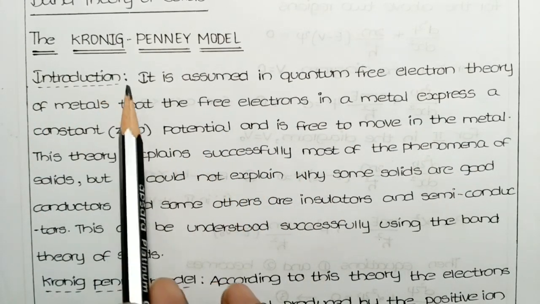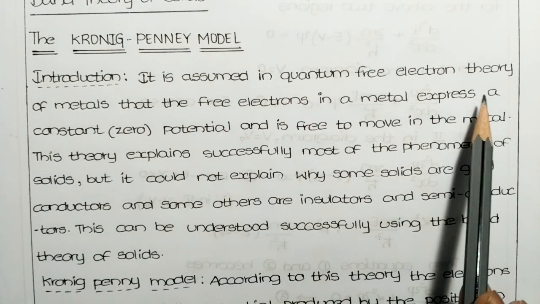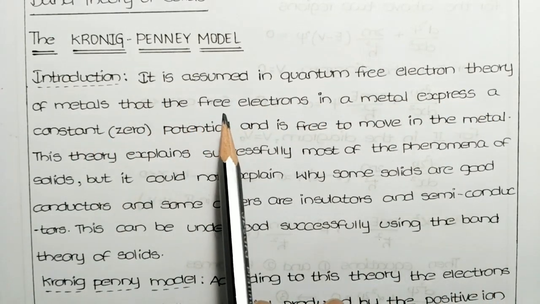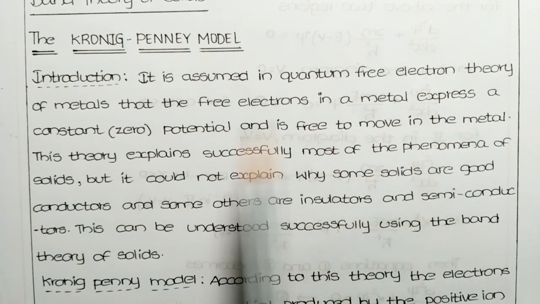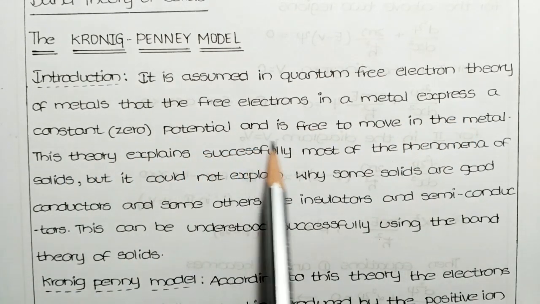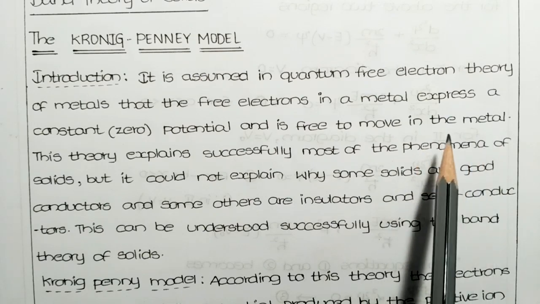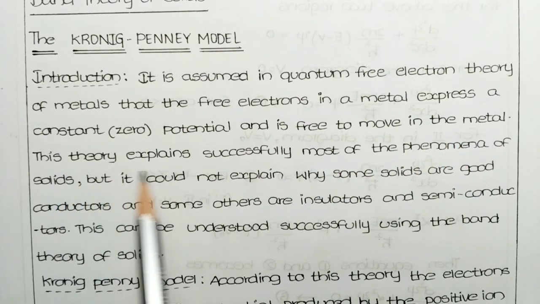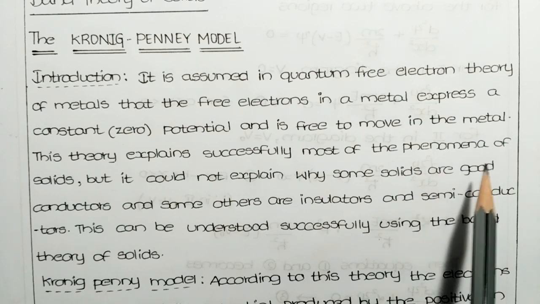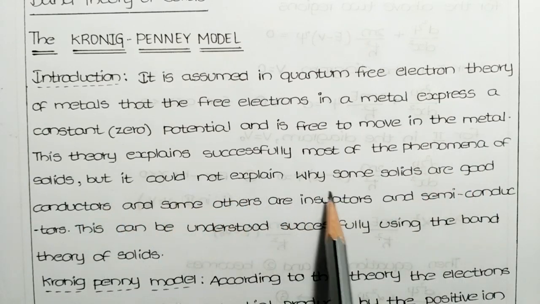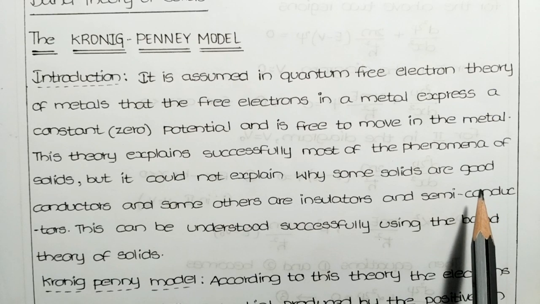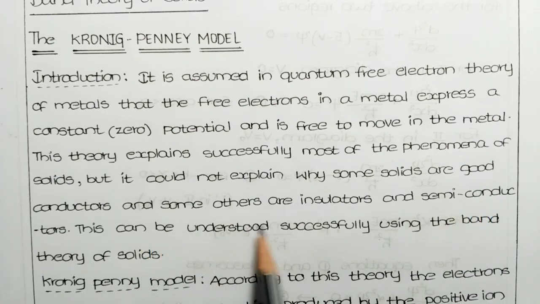First, the introduction. It is assumed in the quantum free electron theory of metals that free electrons in a metal experience a constant zero potential and are free to move in the metal. This theory explains successfully most of the phenomena of solids, but it could not explain why some solids are good conductors and some others are insulators and semiconductors. This can be understood successfully by using the band theory of solids.